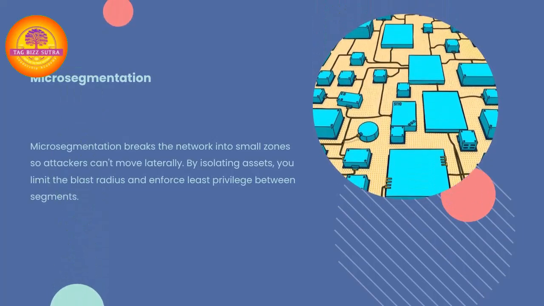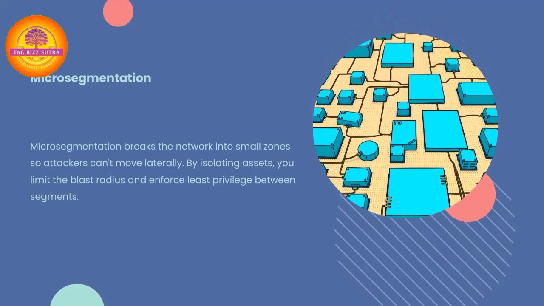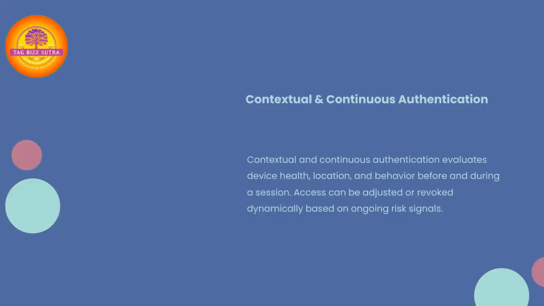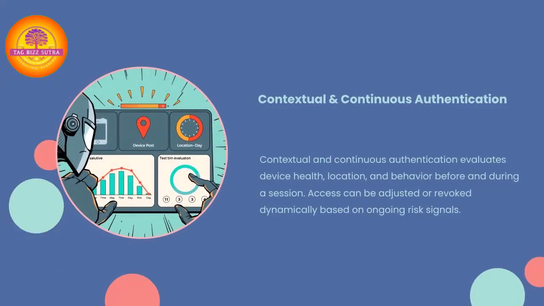Microsegmentation breaks the network into small zones so attackers can't move laterally. By isolating assets, you limit the blast radius and enforce least privilege between segments. Contextual and continuous authentication evaluates device health, location, and behavior before and during a session. Access can be adjusted or revoked dynamically based on ongoing risk signals.